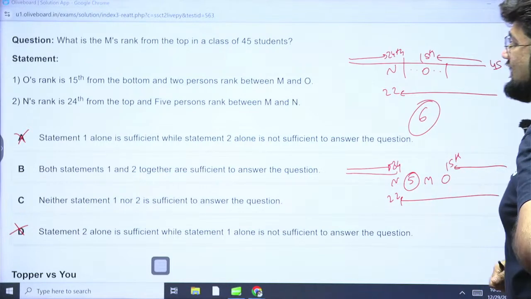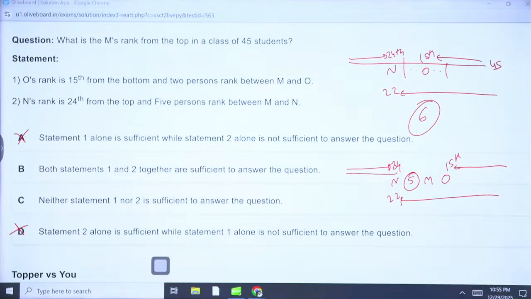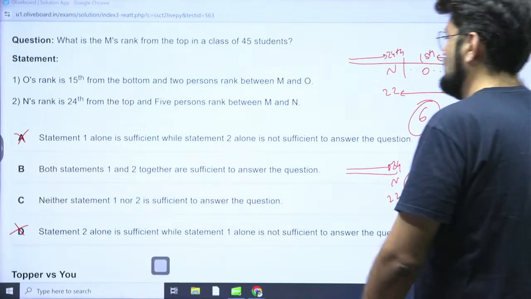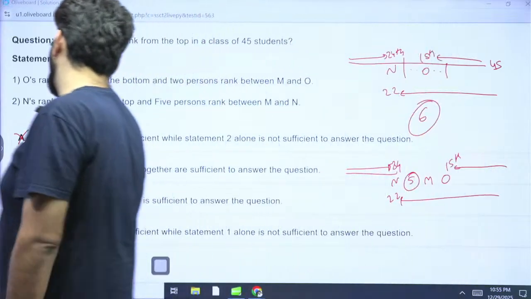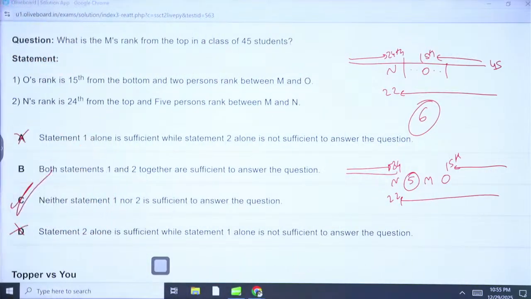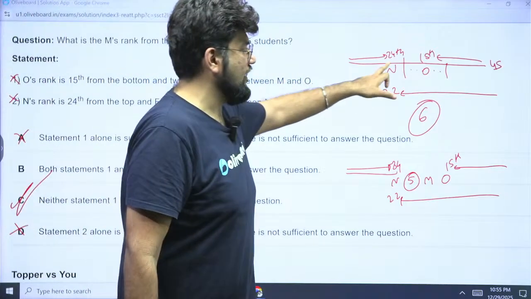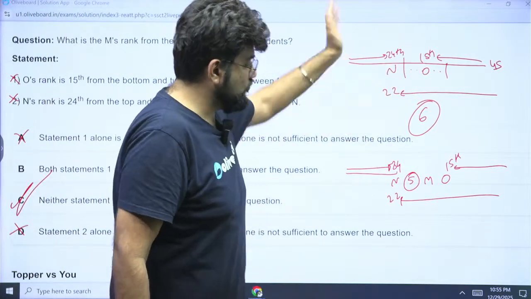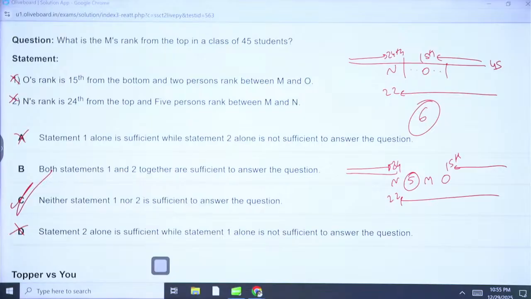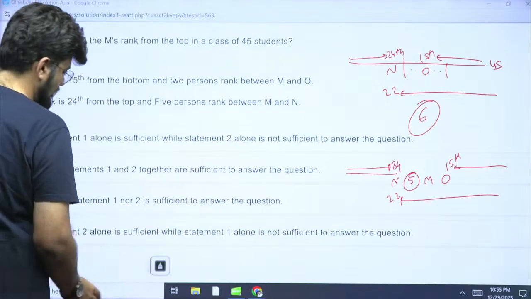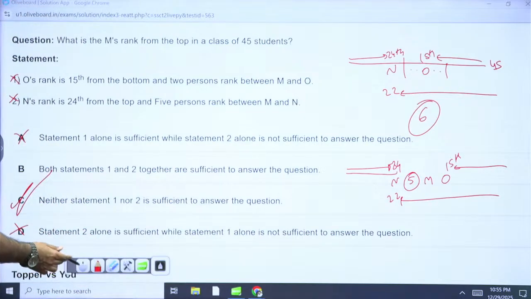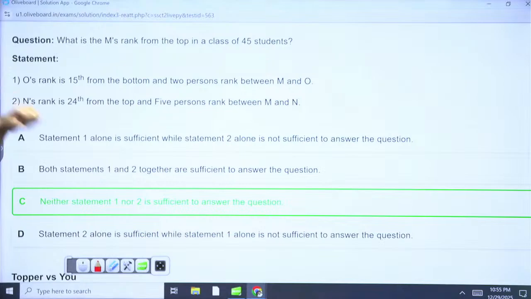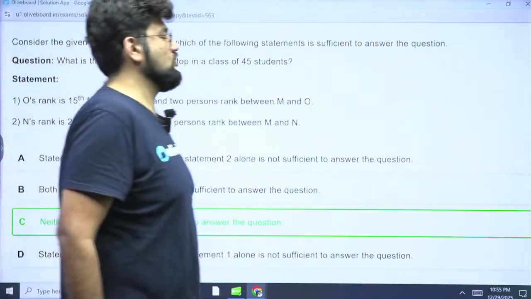But O and M, they are saying have 2 persons between M and O. That is not happening in this case. Okay, I think there's a mismatch in this question. So the answer should be that neither of them is sufficient to answer the question. Because there is a mismatch. No matter how you try, you will not be able to get 5 people between N and M and 2 people between O and M simultaneously. It's not possible in this arrangement of 45 people. So I think option C is the right answer. Yes, absolutely. 68 seconds. Wow.